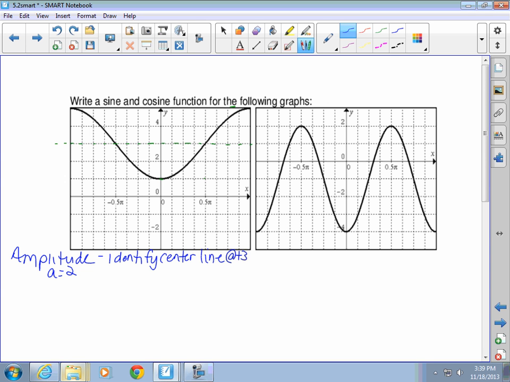So period: when does this graph start to repeat itself? If I take a look at the whole graph here, if I started here, my repeat doesn't happen again till it reaches here. So that means it has traveled the distance. If this is negative half pi, this would be a negative pi and a pi to here. So it's gone 1 pi, 2 pi. So my period is equal to 2 pi.